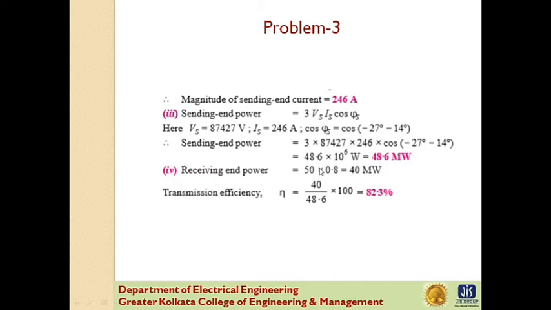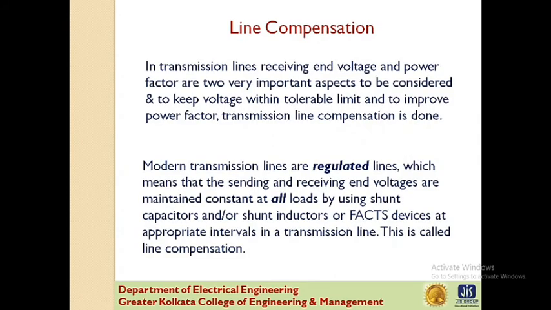Now receiving end power is equal to 50 into 0.8, which is equal to 40 megawatt. Here, as the power is given in MVA, we have to multiply it by cos phi so the power can be expressed in megawatt. And what is transmission efficiency? Output power by input power. Output power is 40 megawatt, input power is 48.6 megawatt, into 100, which is equal to 82.3%.